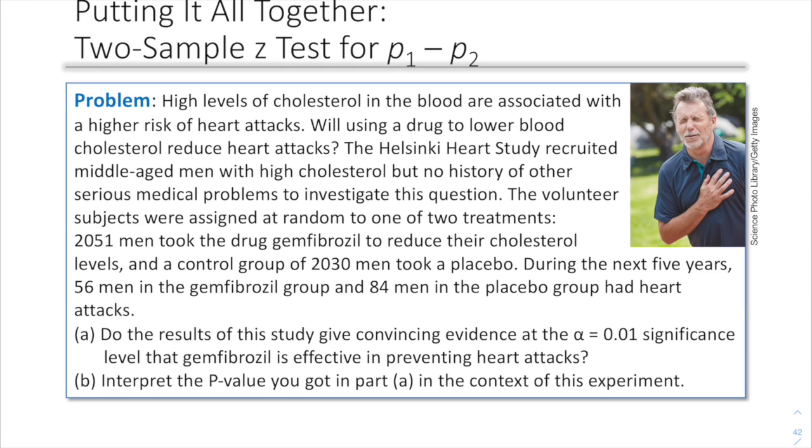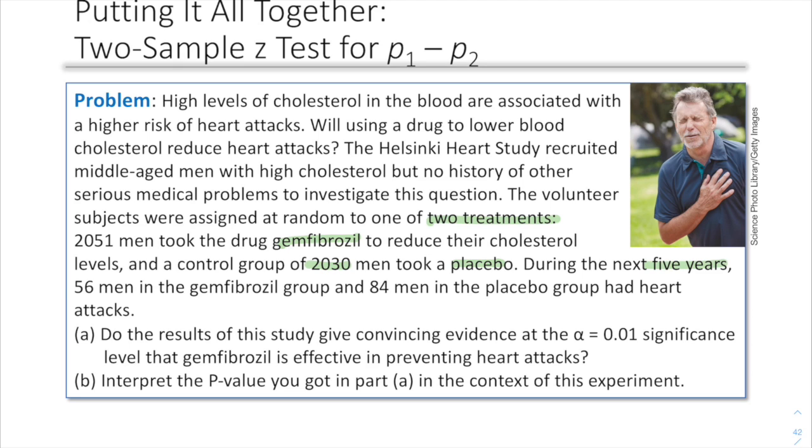here we have high levels of cholesterol in the blood are associated with high risk of heart attacks. Will using a drug to lower blood cholesterol reduce heart attacks? So if I'm taking a cholesterol medication, does it reduce heart attacks? There are two treatments. There are 2,051 men who took the drug to reduce their cholesterol, and then a control group of 2,030 men who took a placebo.